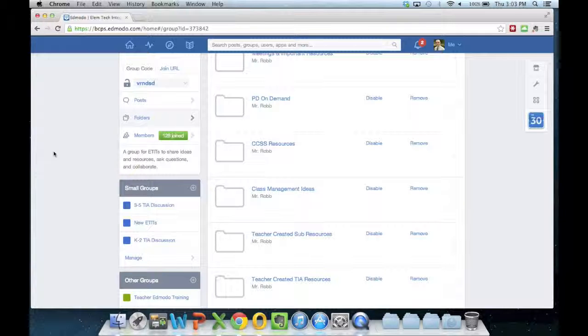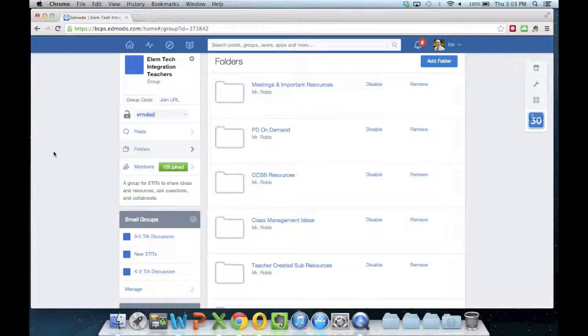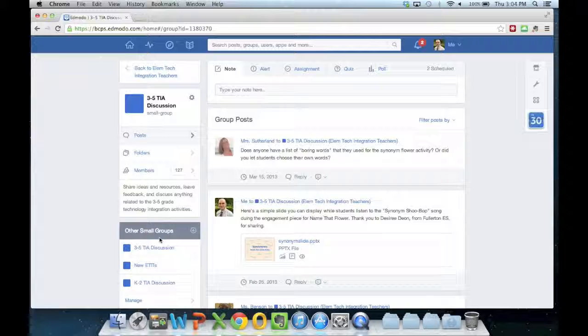Okay. The second thing I'd like to talk about are the small groups. Right now you can see on the left-hand side, I have three small groups. You'll probably only see two of these unless you're a brand new ETIT teacher, in which case you'll see all three. What I like to use these for is to separate out the discussion. So if you have a specific post, question, or resource you'd like to share related to the third, fourth, and fifth grade technology integration activities, please post it in the small group.